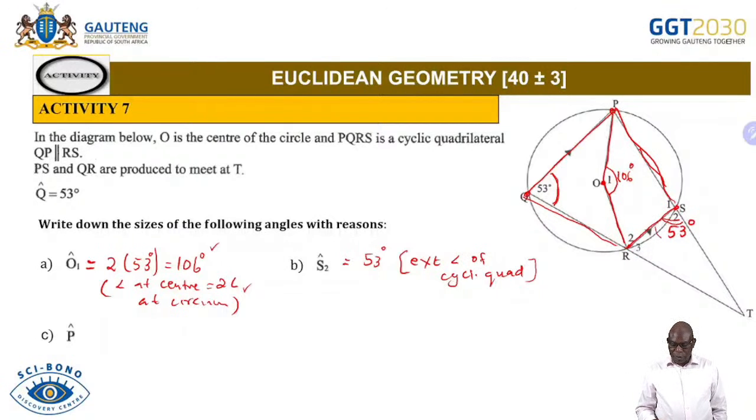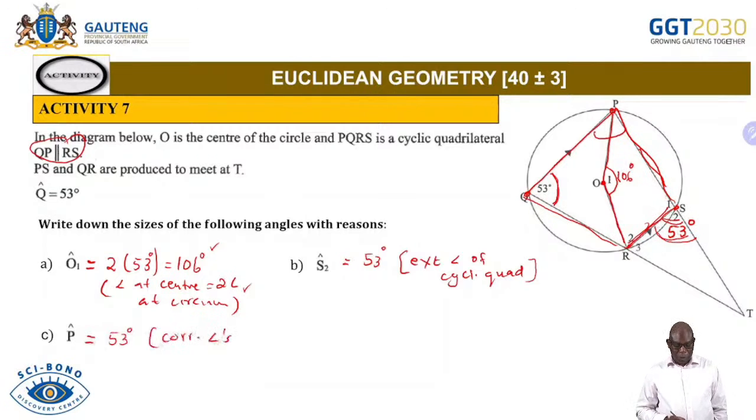So this is 53. You are having two parallel lines. Can you see that the parallel lines are given? So that angle here and that angle here will be the same, will be equal, which means that P will be 53 also. What is the reason? Corresponding angles.